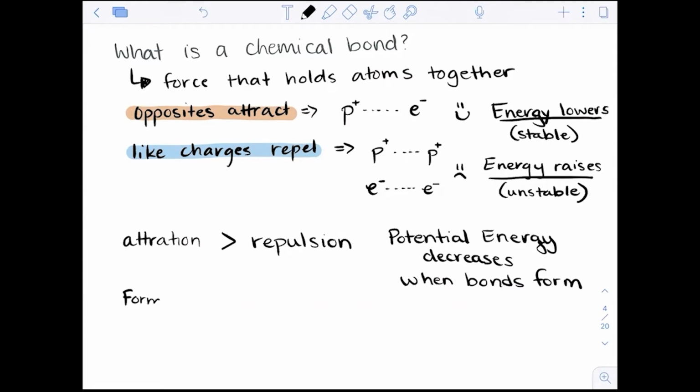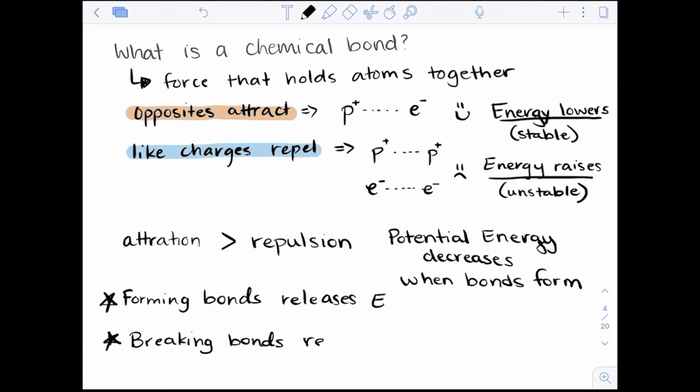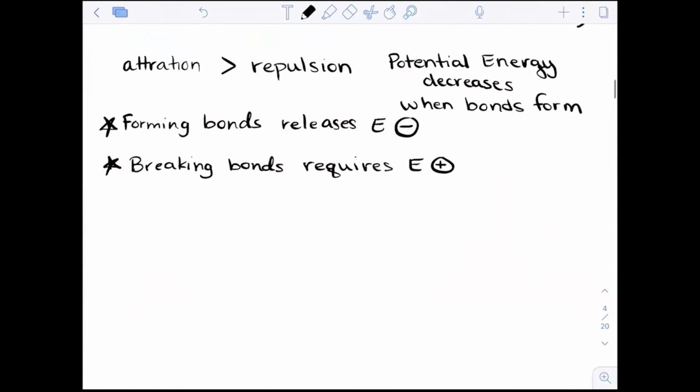Forming bonds releases energy, which means the opposite for breaking bonds. Breaking bonds requires energy. We can think about forming bonds as exothermic, breaking bonds is endothermic when we talked about energy way back in Unit 1. So understanding this, what does this mean for 2 atoms?